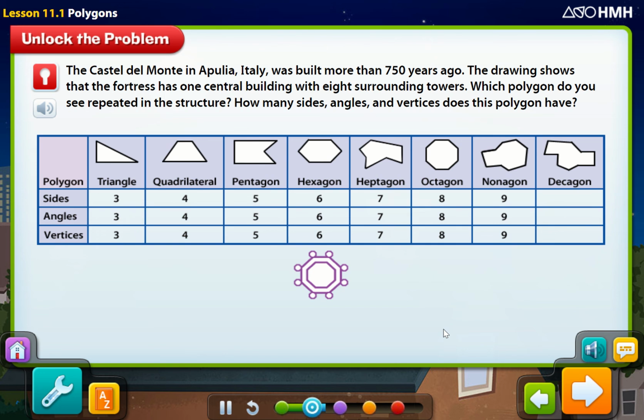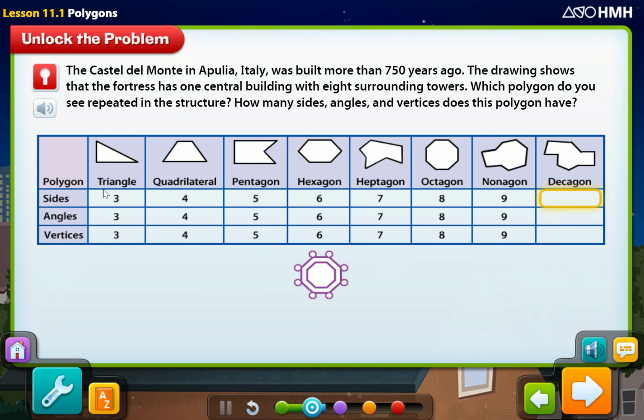Lastly, there is the decagon. I see another pattern in this table. Take a look. 3, 4, 5, 6, 7, 8, 9. And that's going to be 10, right? Which makes sense because we know that deca means 10. And we learned that with our decagrams and our decameters. The word decade means 10.